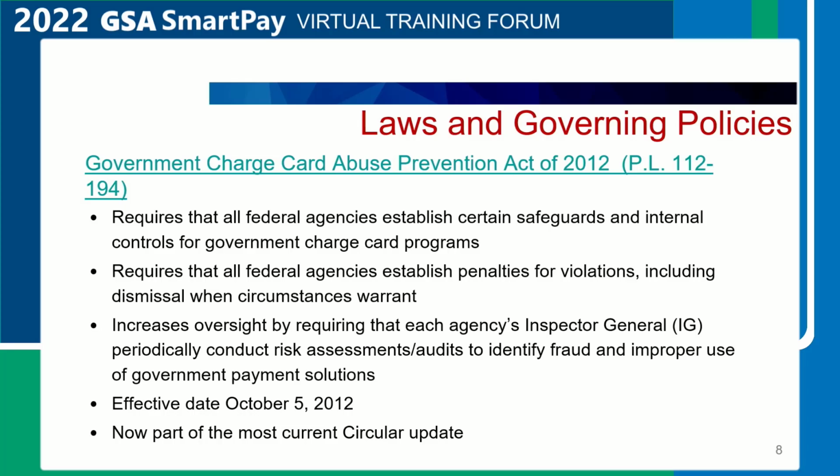Next, we're going to talk about the Government Charge Card Abuse Prevention Act of 2012. The purpose of this law is to strengthen internal controls around the card program. The law calls for risk assessments to be determined and performed by agency IGs. It also includes violation reporting for purchase card programs. The violation reporting is not required for travel or fleet card programs at this time.